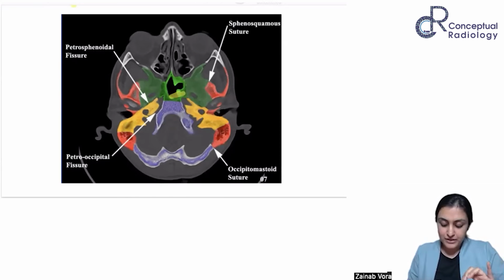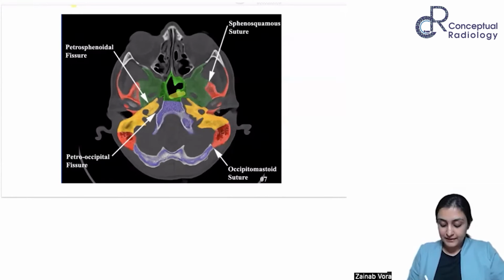All right. So there are four main sutures that you have to be aware of. So this is the sphenoid, which is shaded green. And what you have here is the squamous part of temporal bone. So this is the first suture, which is the spheno-squamous suture. Then with the petrous apex and the sphenoid, we have the petrosphenoidal fissure.